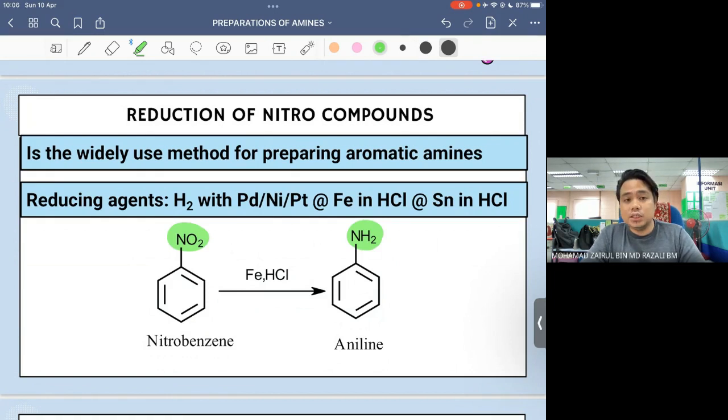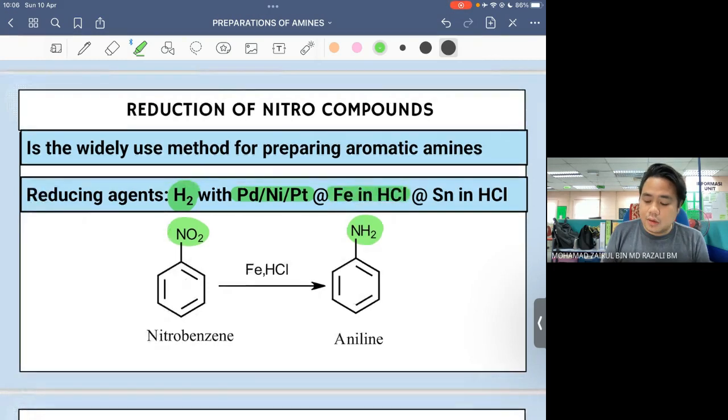However, the reducing agent for the reduction of nitro compound is quite different from the reducing agent that we have learned from previous lesson. For the reduction of nitro compound, the reducing agent that you can use is either hydrogen gas with the presence of the metal catalyst such as palladium, nickel or platinum, ataupun awak boleh gunakan ferrum in hydrochloric acid or tin in hydrochloric acid sebagai awak punya reducing agent. So to draw the product is easy. You just convert the nitro itu kepada NH2 sahaja. Okay, this is the first method to produce aromatic amine.